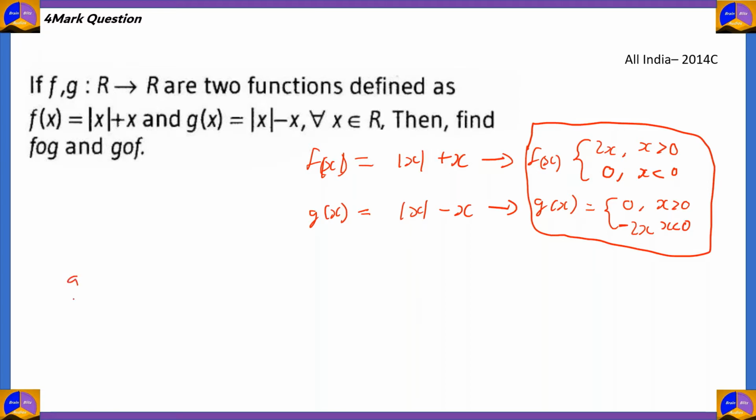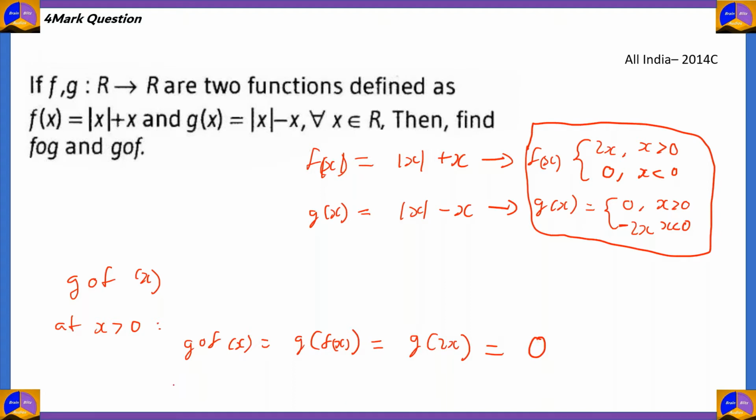So first we'll be looking at g of f of x. So g of f of x has two scenarios. At x greater than 0, g of f of x is defined as g of f of x like this. So we'll put the value of f of x inside the bracket for g. So f of x at x greater than 0 is 2x. So it'll be g of 2x. But g of x at x greater than 0 is 0. So g of 2x will be 0.